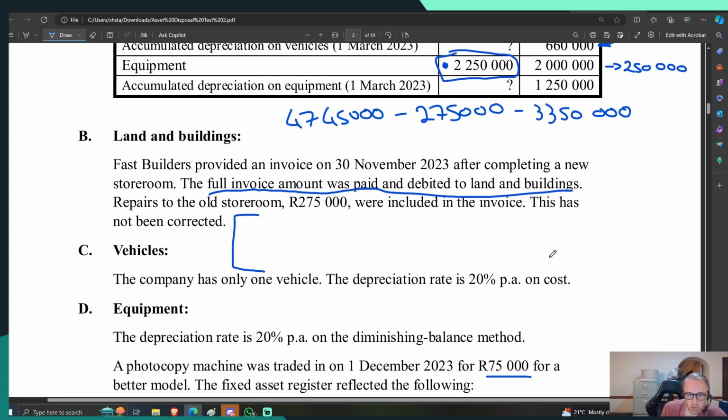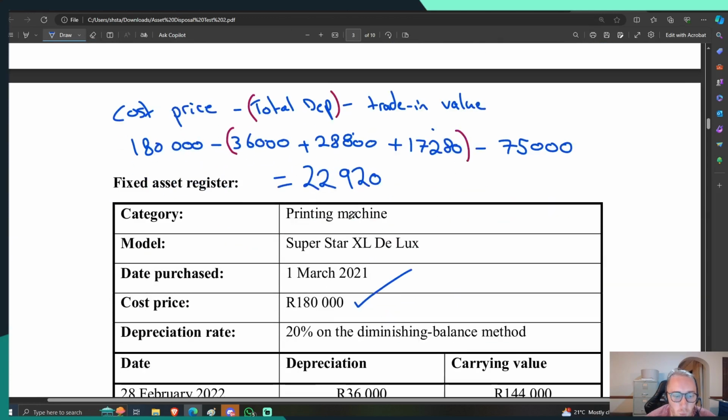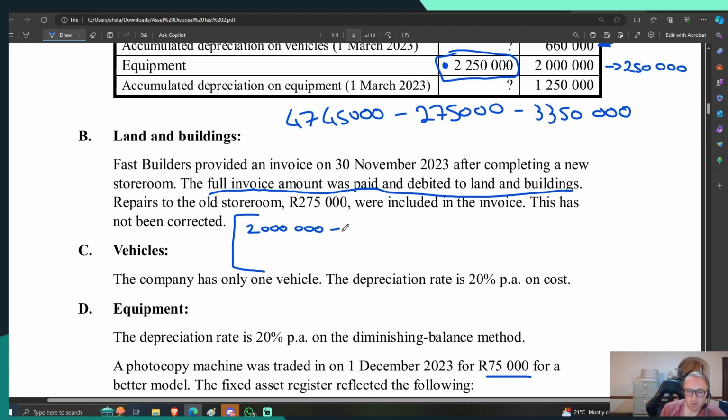We started the year with 2 million Rands worth of equipment. We disposed of, what did we buy it for? 180,000 Rands worth of equipment. Don't worry about the 75,000. That was the trade-in value. What we want to know is the historical cost. How much historical cost in our books was recorded for that disposed of asset? 180,000.